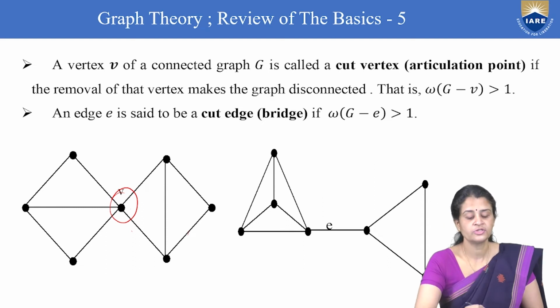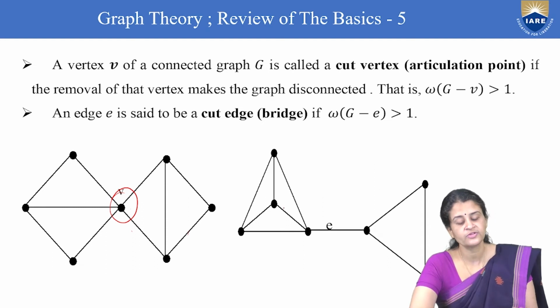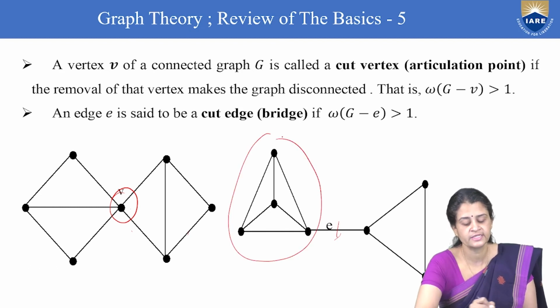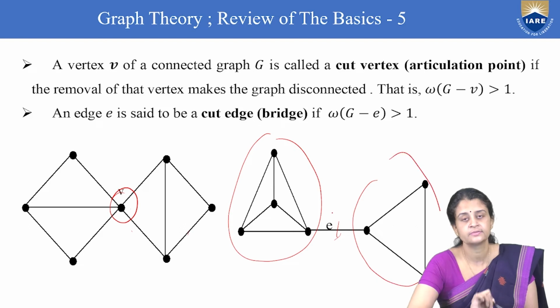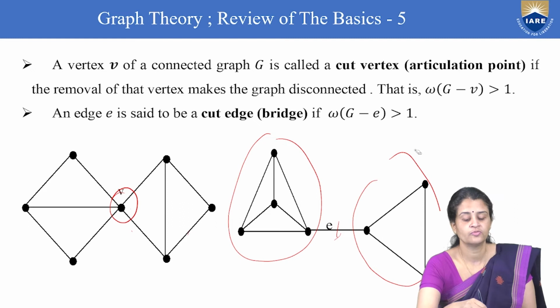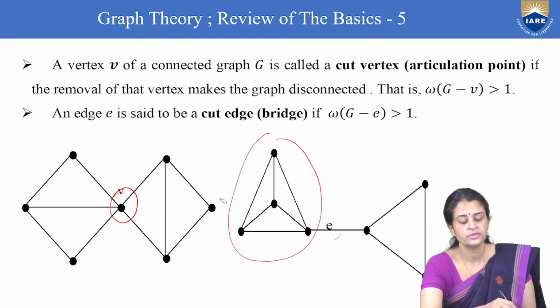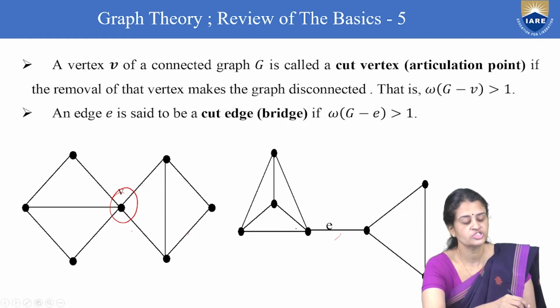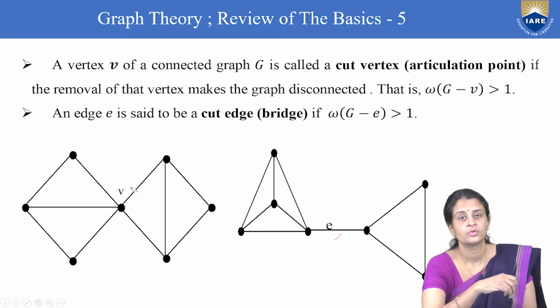Okay? And what about this? If we are removing any of these edges in this graph, other than this, the graph will not get disconnected. And if you are removing this E, you will get one component like this and another component like this. So, this E is termed to be a bridge or cut edge. So, what is this? Articulation point or a cut vertex, a bridge or a cut edge. Okay?